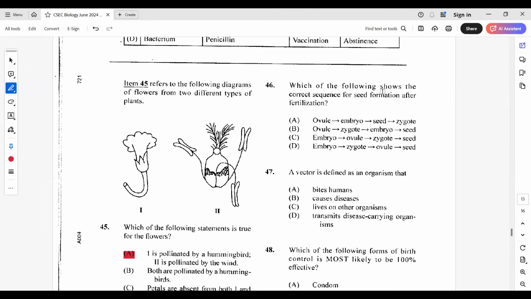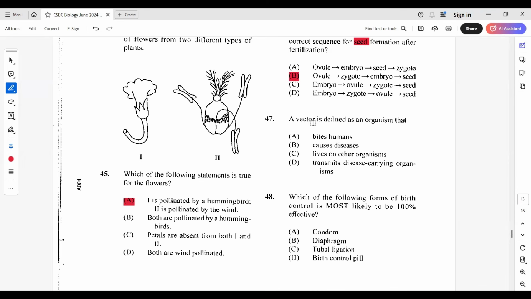46, which of the following shows the correct sequence for seed formation after fertilization? So we have to end with the seed and what's being fertilized. We know we're starting off with the ovule. So the one that gives that for 46 is B.